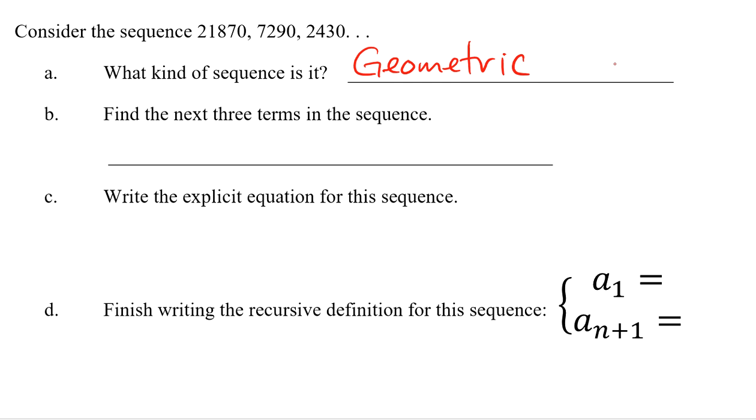And it's not asking what the generator is. It doesn't ask for that, but I'm going to put this here. I'm multiplying by 1/3. That's unfortunate. Let me just use a dot. I'm multiplying by 1/3. Find the next three terms in the sequence.